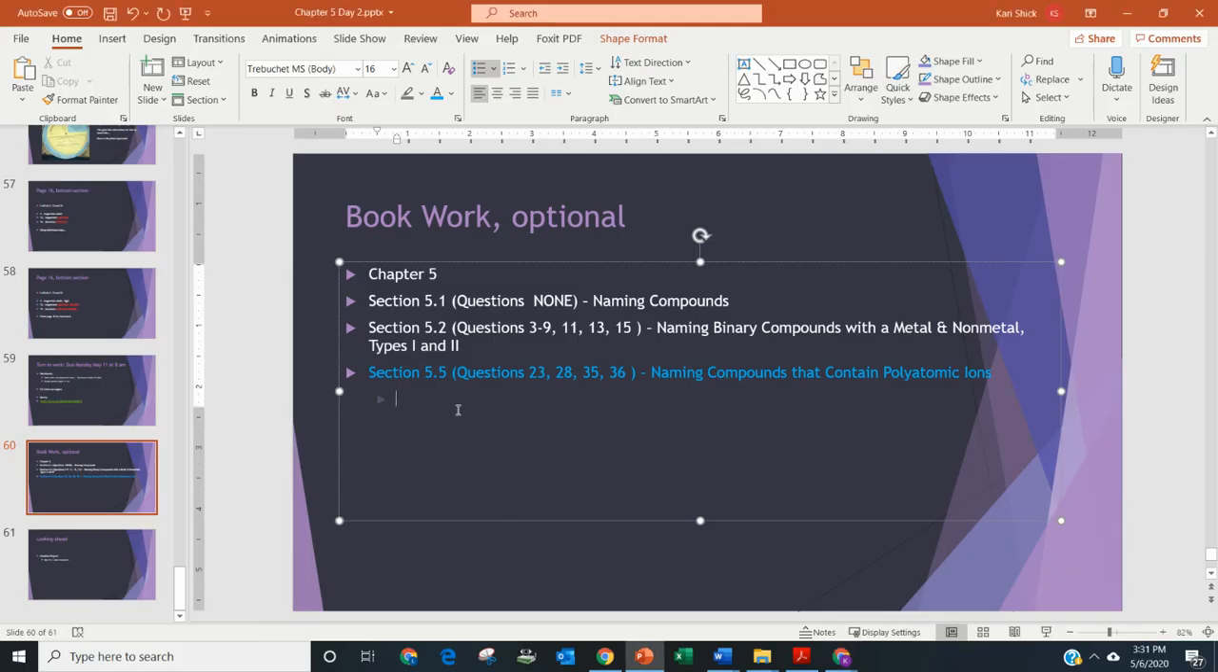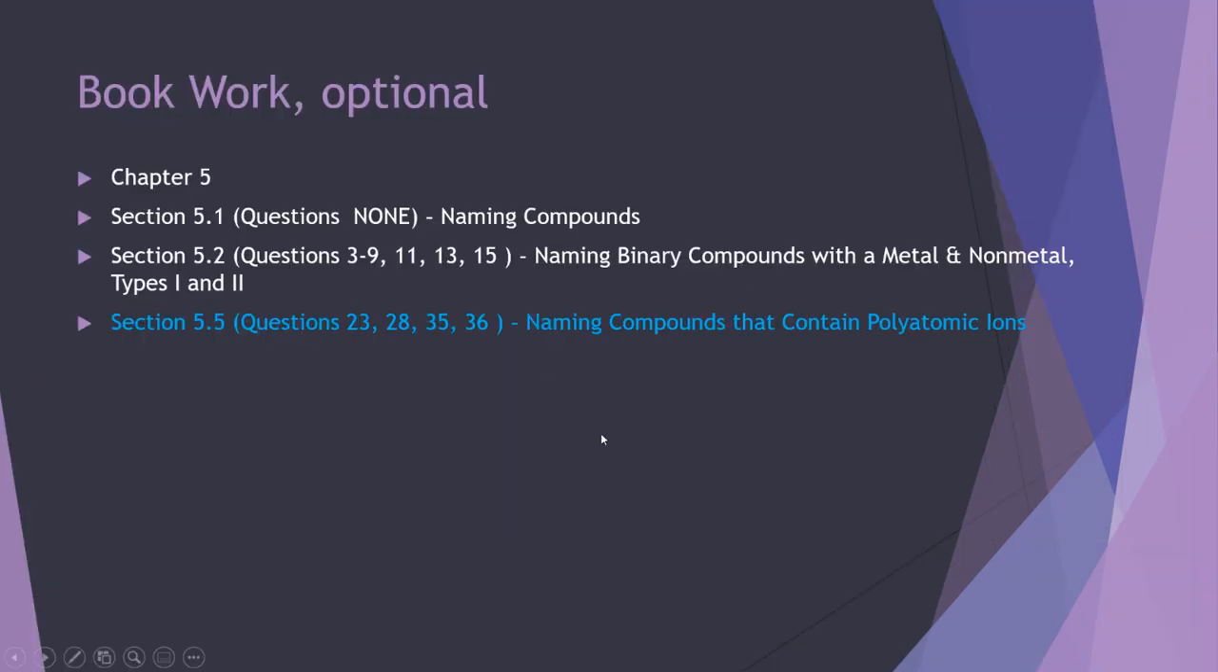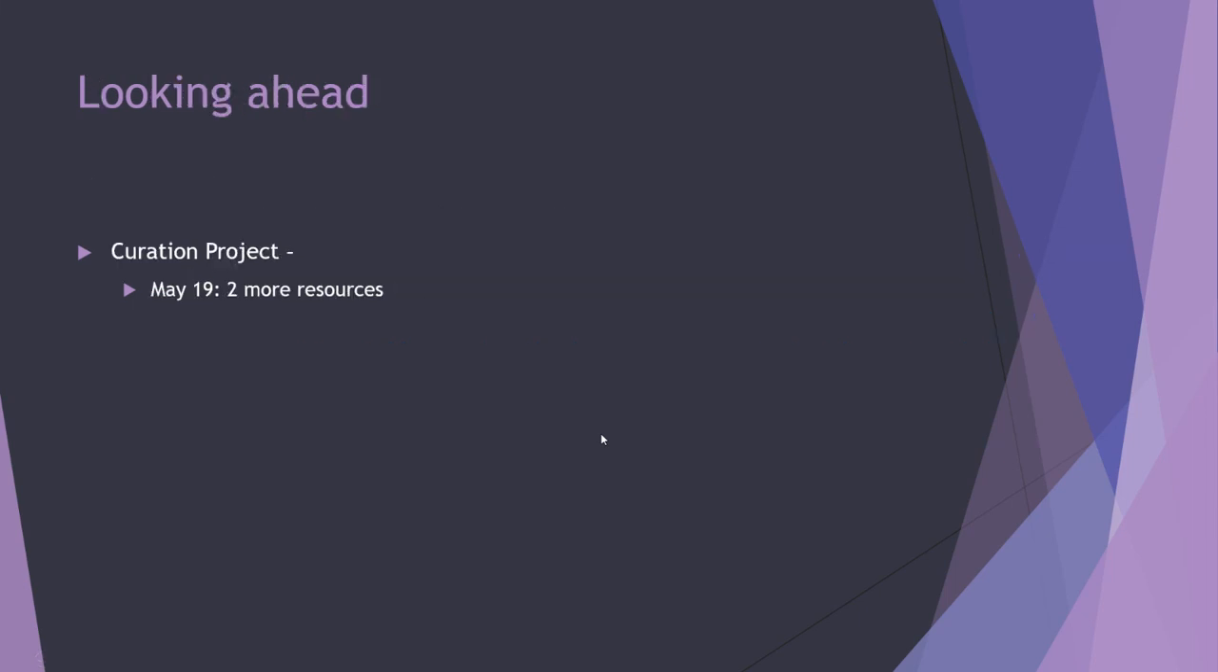So bookwork. What we did today is section 5.5. I skipped over 5.3 and 5.4 because I wanted to talk about polyatomic ions today because they're ionic compounds. So that's the section that we talked about today. And looking ahead, the curation project, the final one, will be due May 19th, which will be just before we're getting out for the term. And that one, you're going to have 2 more resources.